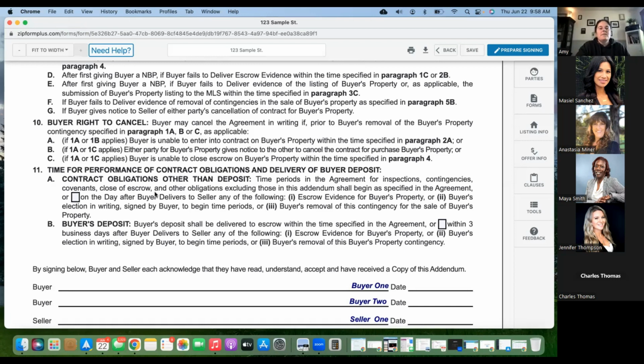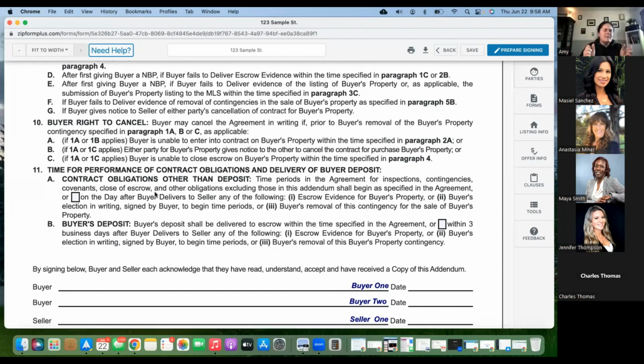Time of performance of contract obligations and delivery of buyer's deposit. Here's what Maciel was touching on here. Contract obligations other than deposit. So all the time periods in the agreement. So this is the purchase agreement for inspections, contingencies, covenants, close of escrow, and other obligations, excluding those in this addendum, shall begin as specified in the agreement. So they're saying that, hey, if we accept the offer today, right? If we leave this as the default, you better account for that in your offer.